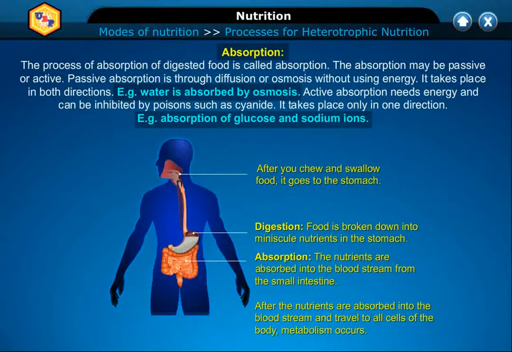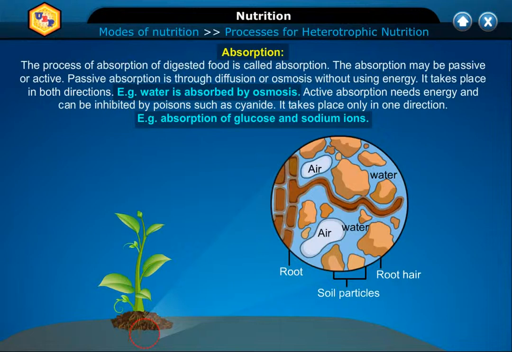Number 3. Absorption. The process of absorption of digested food is called absorption. The absorption may be passive or active. Passive absorption is through diffusion or osmosis without using energy. It takes place in both directions. Example, water is absorbed by osmosis.